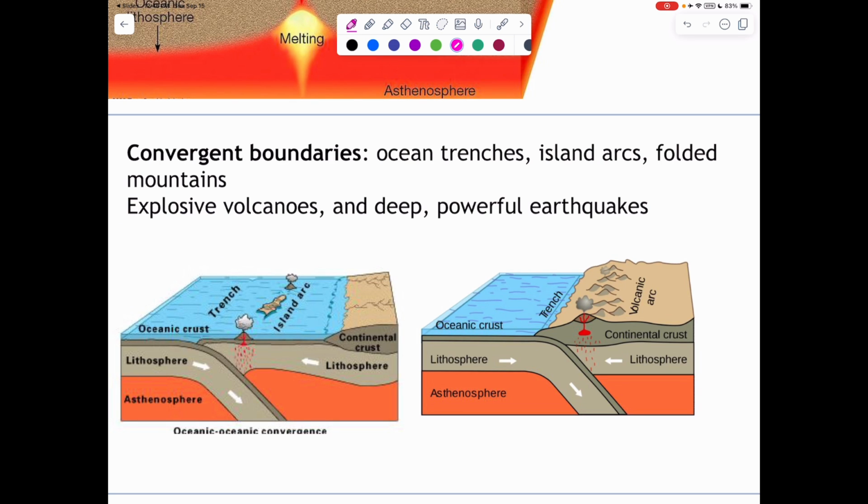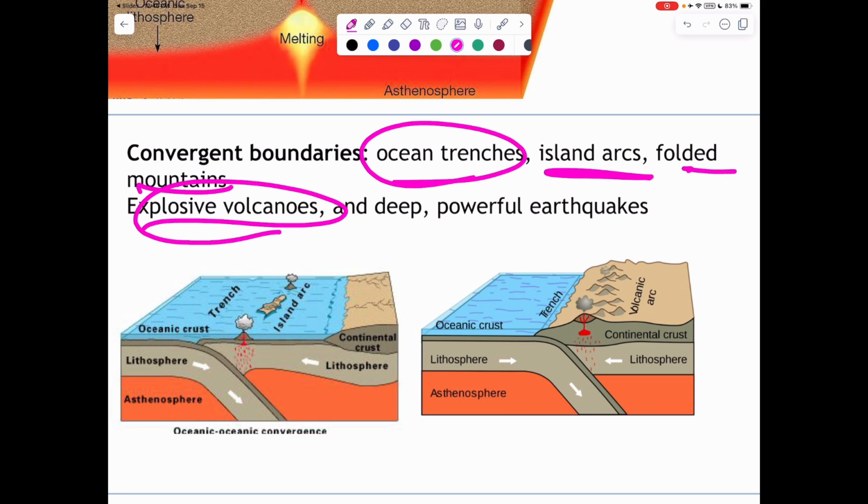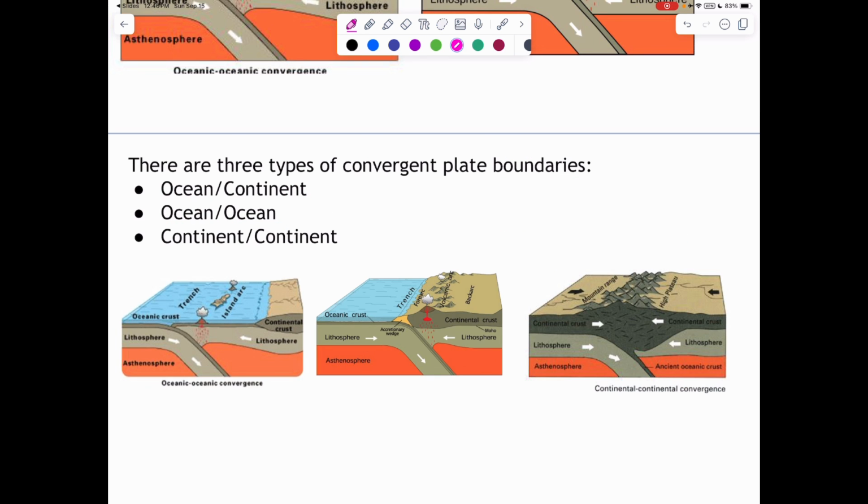Then we have convergent boundaries. These are areas where the plates are moving towards each other. And one moves towards the other, one of them is unfortunately going to have to subduct underneath. So when we have convergent boundaries, we're going to have trenches, ocean trenches, islands, our folded mountains, and very explosive volcanoes, deep, powerful earthquakes. Now, we mentioned before there are three types. I think I've talked about two of them so far.